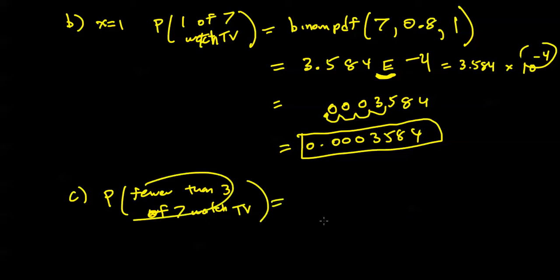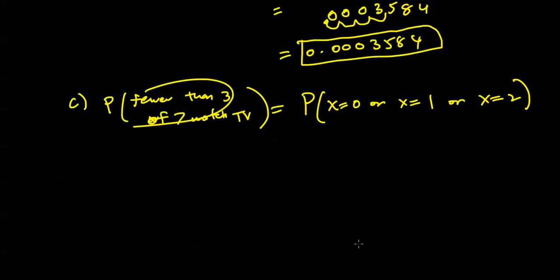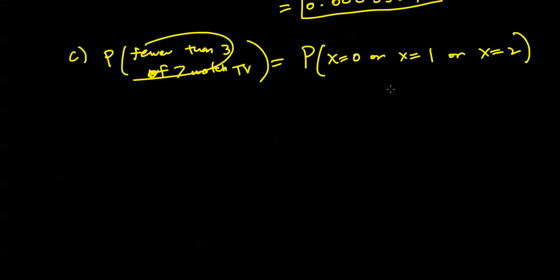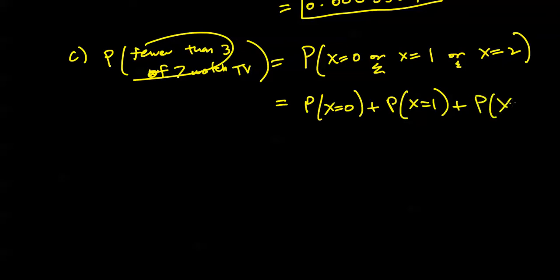Well, what does fewer than 3 mean? Well, fewer than 3 means 0 or 1 or 2. So I can rewrite that event as the probability that x is 0 or x is 1 or x is 2, because x can only take on whole number values here as number of successes. Alright, these are exclusive events with ors in between. What I'm getting at is you can just add up individually the probability of the 0 case and the 1 case and the 2 case.